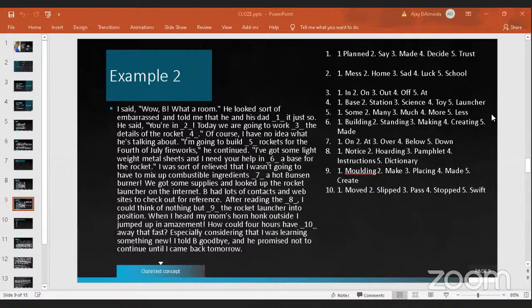You are in dash. There's an exclamation mark over there. You are in. You are in dash. Those who put school. Okay, Kirti, I'll put it again. Don't worry. You are in dash. Today we are going to work dash the details of the rocket dash. See, there is an exclamation mark. You are in luck. You are in luck.